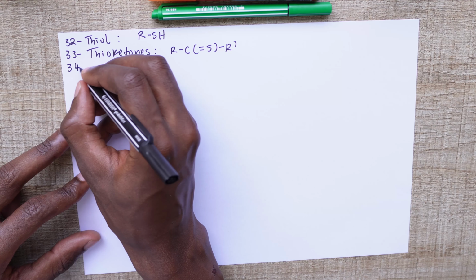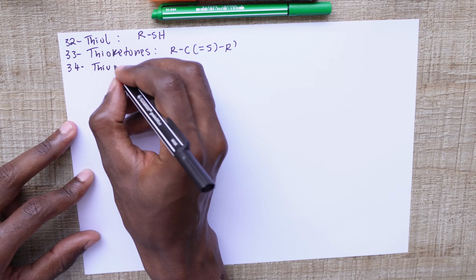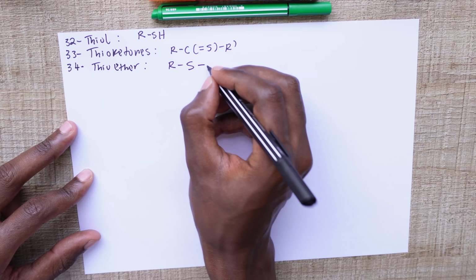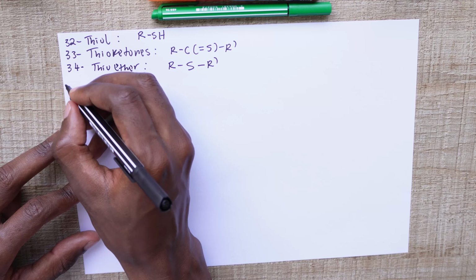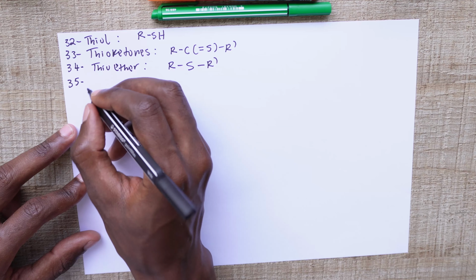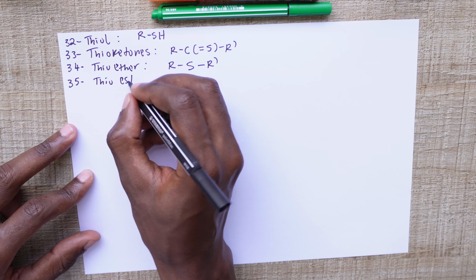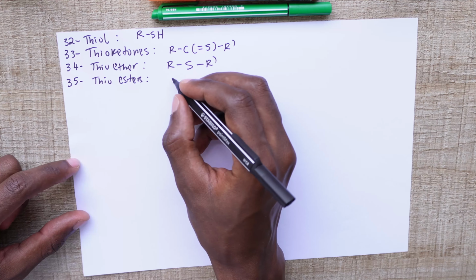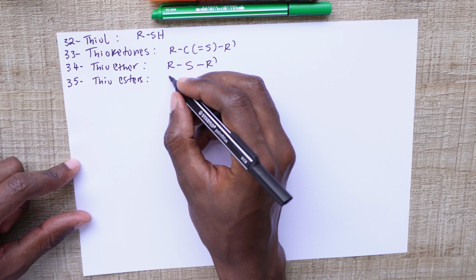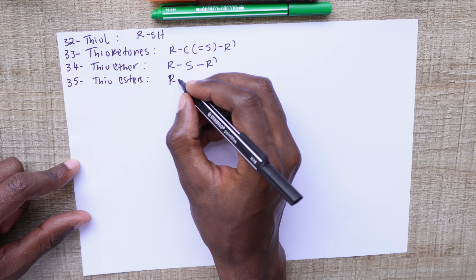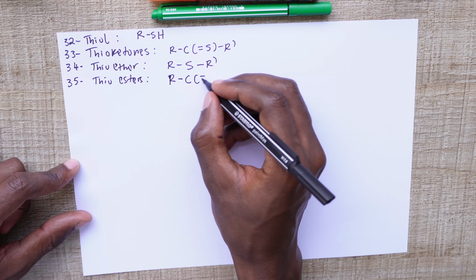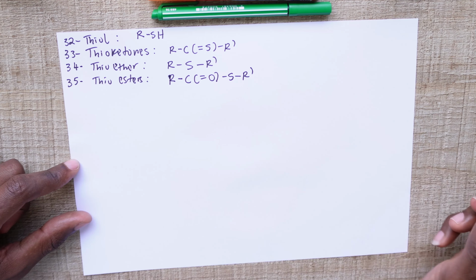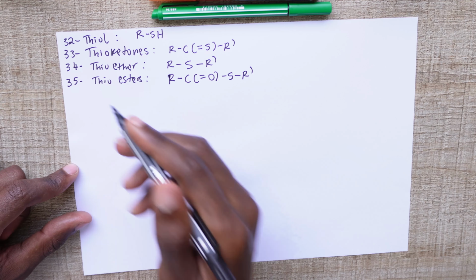Okay, in the 34th position you have the thioethers. So you imagine an ether group where you replace the oxygen with a sulfur atom. In the 35th position you have the thioesters. So it's the same story. You replace an oxygen with the sulfur. So imagine the ester, so you are going to have R, C, O, then S, R prime. So one oxygen has been replaced by a sulfur.